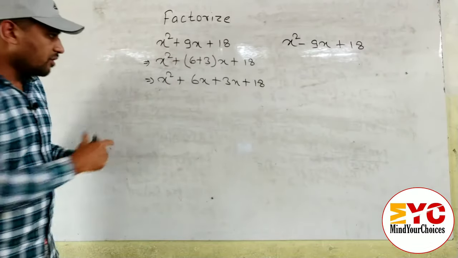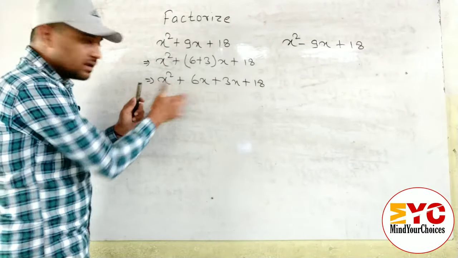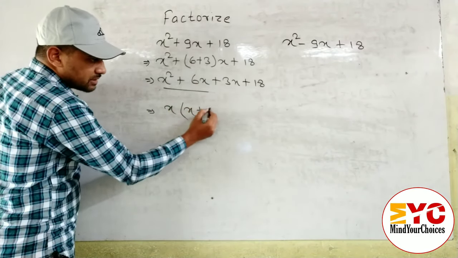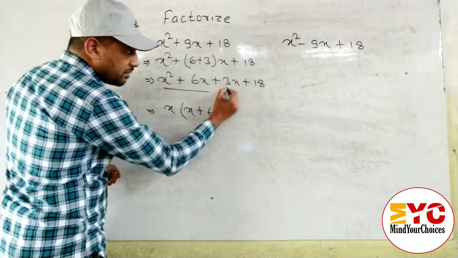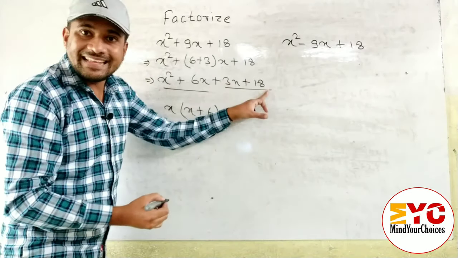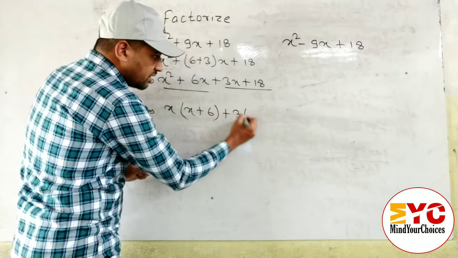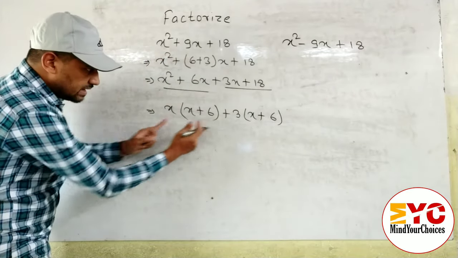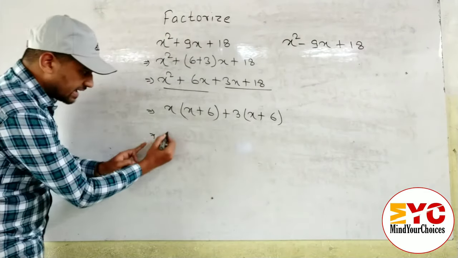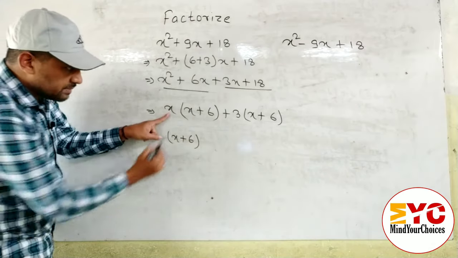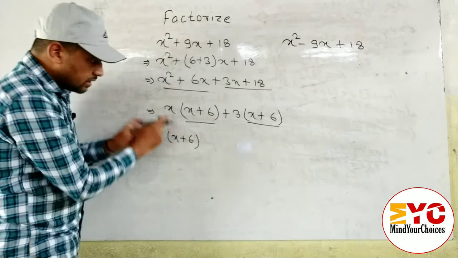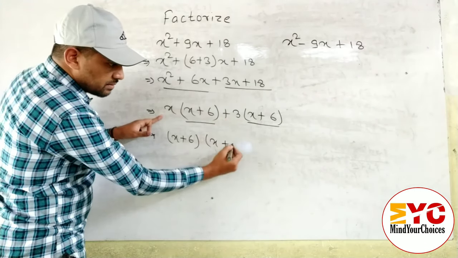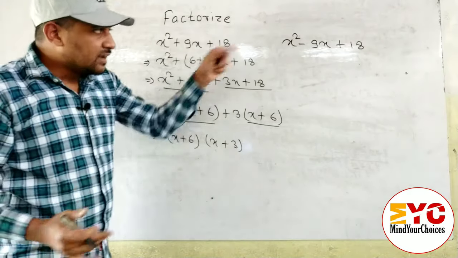Now look here. From the first two terms, we have to take common, and from the last two terms also. What is the common here? Common is x, remaining x plus 6. Now from here, 3 sixes are 18, so common is 3, remaining x plus 6. Now you can see x plus 6, x plus 6, so we can take x plus 6 common. What is remaining? x and 3. So we write x plus 3 into x plus 6. Complete. Very easy.